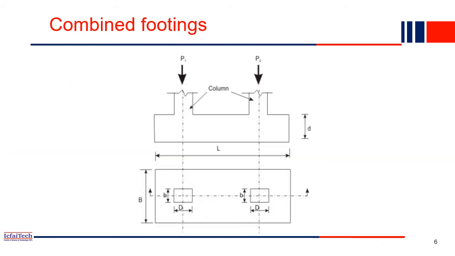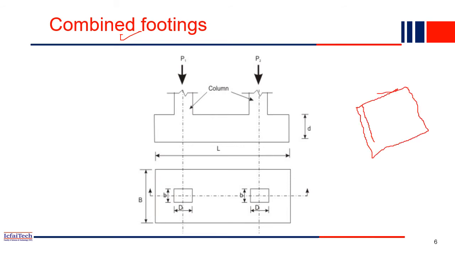Now the next category of footing is the combined footing. Which one is a combined footing? Combined footing means when two columns are very near to each other. In many cases it may happen that two columns are very adjacent, and it is very difficult to provide an isolated footing for each column. In that case we combine both footings and make a common footing, which we call a combined footing.